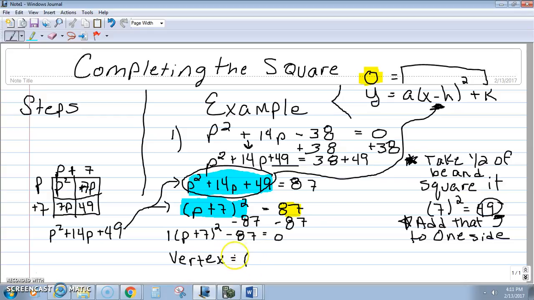My vertex equals, and remember, this vertex is minus h, right? What do I have here? I have plus 7. The only way to get plus 7 from a minus is minus a negative. So the vertex is negative 7 for my x, and negative 87 for my y, okay? That's the vertex. But I have not finished solving this, so I'm going to erase some things here so I have more room.